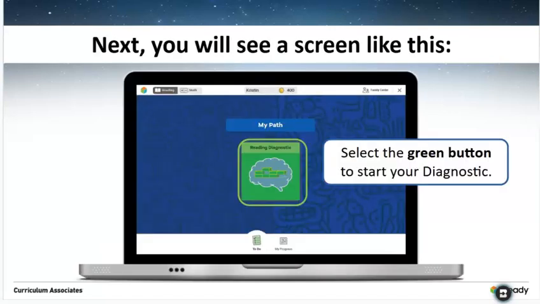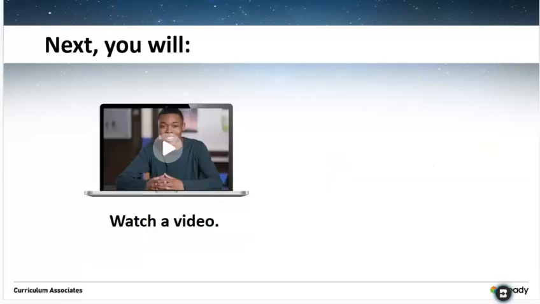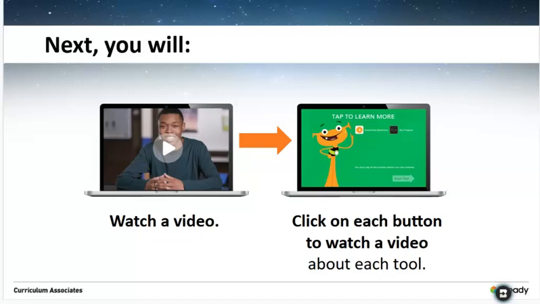When you get to the green button, you're going to then start your diagnostic, and then you just follow suit as you go through. You'll watch a video, they'll explain the process, and then from that video, you click on the button to watch a video about each tool. So within this particular diagnostic, there's tools for you to be able to use, a calculator and so forth, and we'll look at those particular tips.